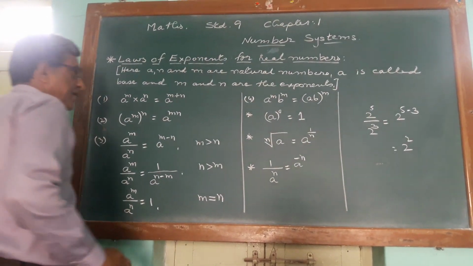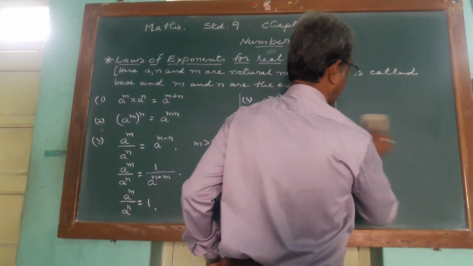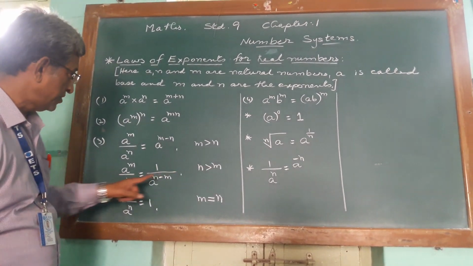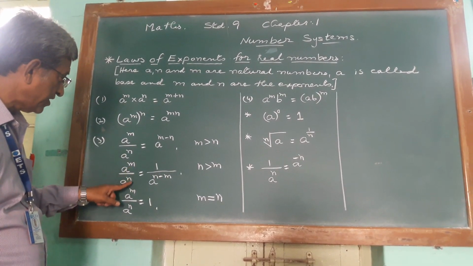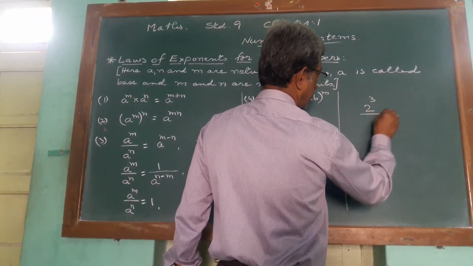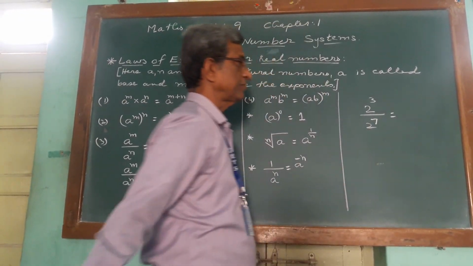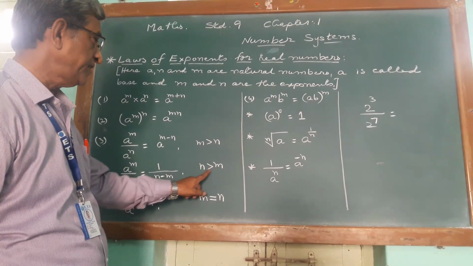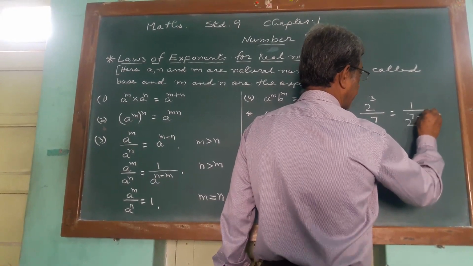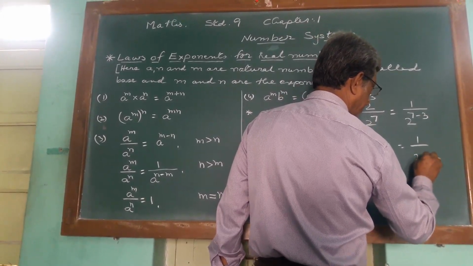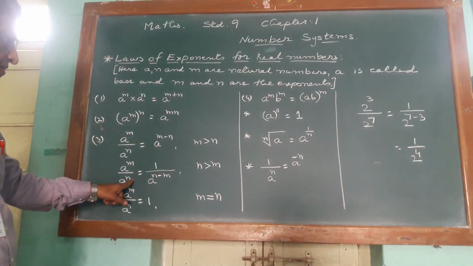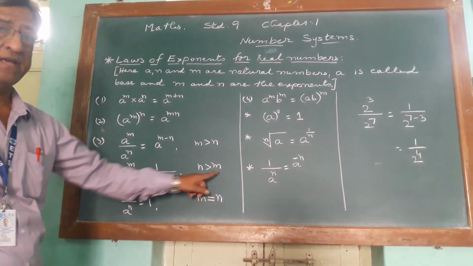Now if the denominator n is greater than m, then m will come in denominator. It's like this, 2 raised to 3 upon 2 raised to 7. Here you can see that n is greater than m. So this will become 2 raised to 7 minus 3, that is 1 upon 2 raised to 4. So this m will come in denominator if n is greater than m.